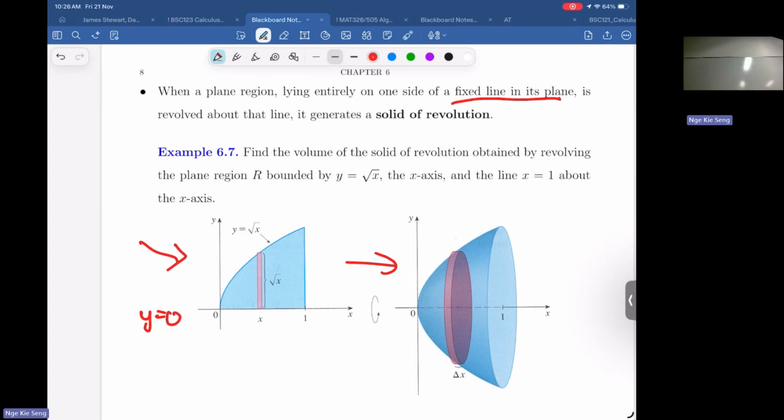And as x-axis, so there are three lines here. So just now Felicia asked, how to find the plane region? First you got y equals square root x. Second, you got the x-axis. And then third, you got x equals 1. So it's clear that this is the region you want to look at.